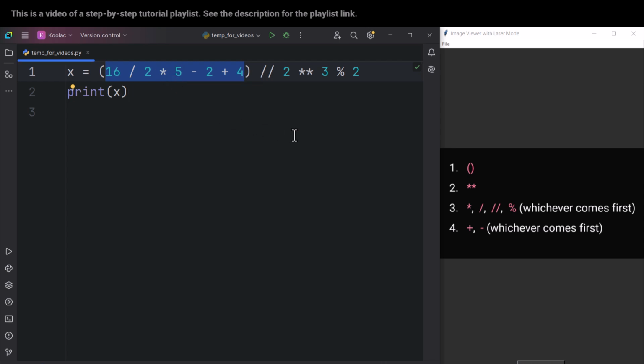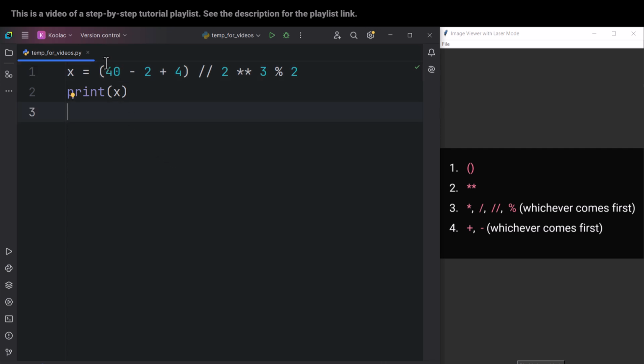The question is, okay, we have a multiplication operator and also a division operator, but which one should we take care of first? The answer is whichever comes first. As you can see, the division operator is coming first. So first of all, we need to calculate that. 16 divided by 2 is 8. Then we have this multiplication operator, and it should be taken care of. 8 times 5 is 40.